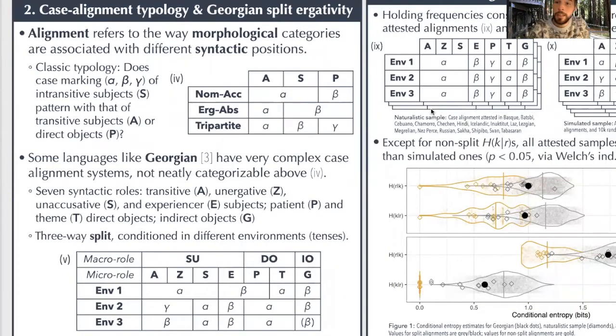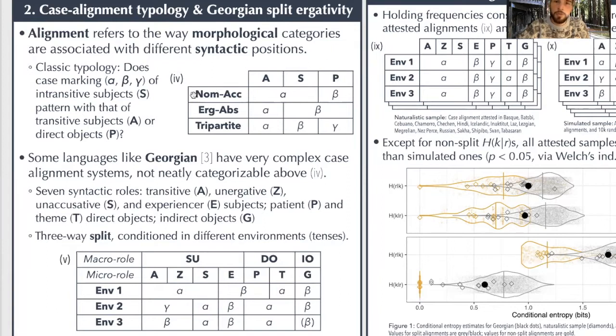A little bit of background now. So morphosyntactic alignment refers to the way in which morphological categories are associated with different syntactic positions. If you've taken a typology class, you might be familiar with a diagram like this. Classic question being, how does the case marking, symbolized alpha, beta, gamma, of intransitive subjects, S's, pattern with the case marking of transitive subjects, A's, or with direct objects, P's?